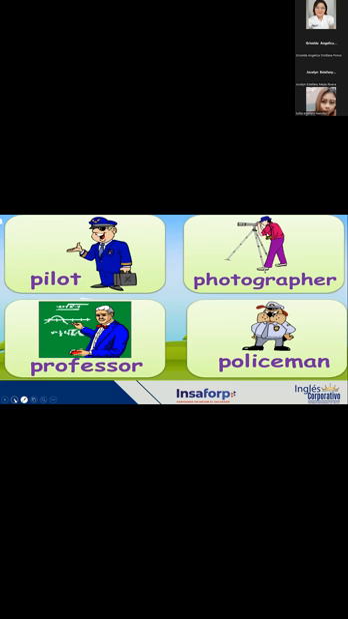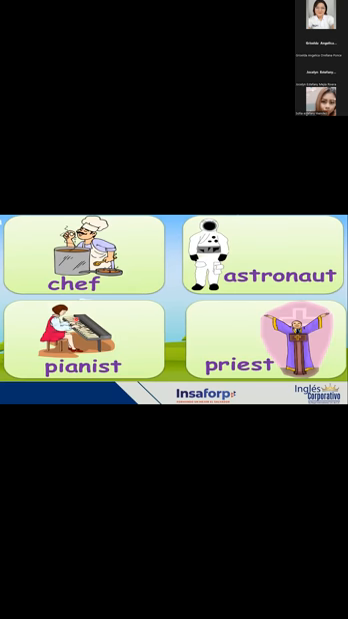Let me see. Now let's move on to the next ones. Chef, astronaut, pianist, priest. Jocelyn Stephanie. Chef, astronaut, pianist, and priest. Thank you very much. Let me see, Jose Alberto. Chef, astronaut, pianist, priest.